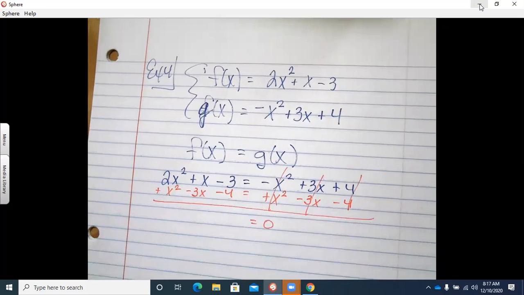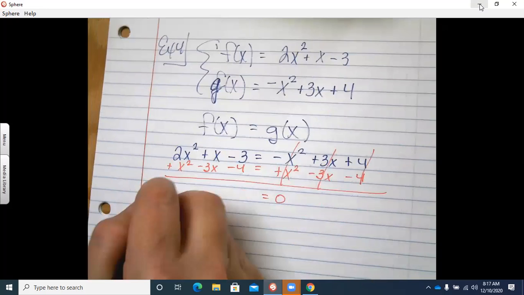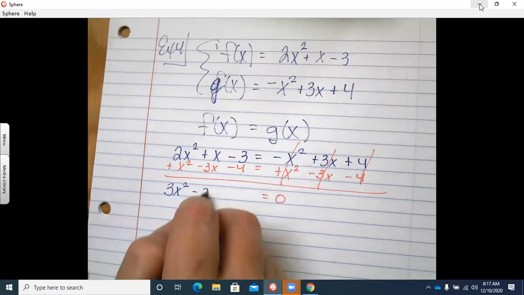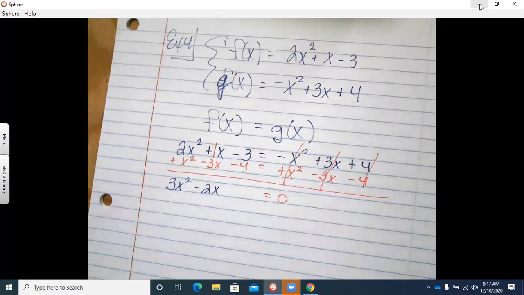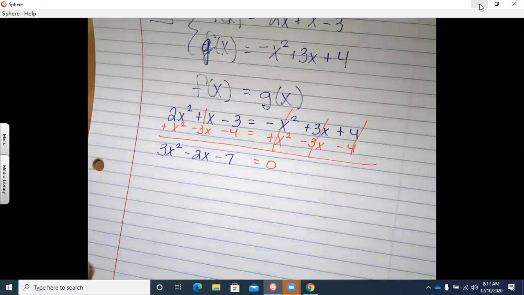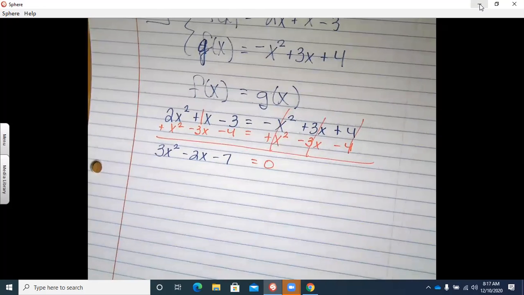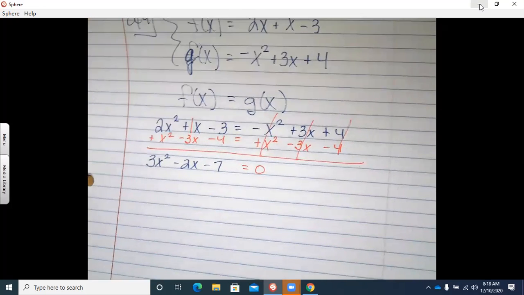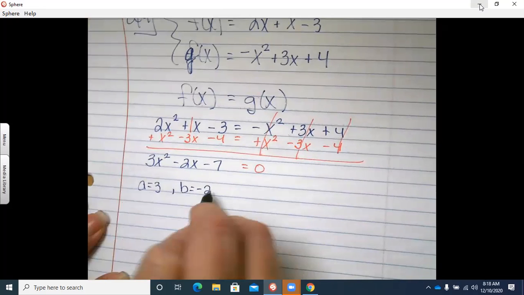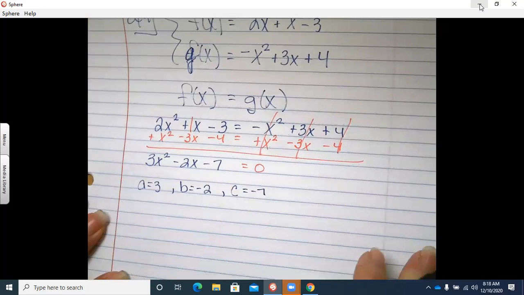On the left side, what's 2x squared plus x squared? 3x squared. X minus 3x is minus 2x, because positive 1x and negative 3x make negative 2x. And what about negative 3 minus 4? Negative 7. Will we be able to factor this? Two numbers that multiply together to get negative 21 and add to get negative 2. No, okay. So quadratic formula it is. We've got a quadratic. Quadratic formula always works. We know A is 3, B is negative 2, C is negative 7, right?